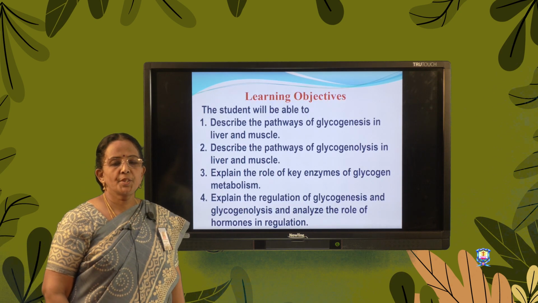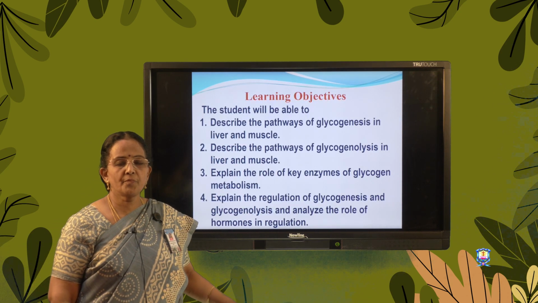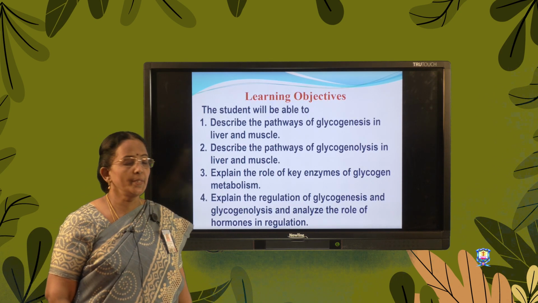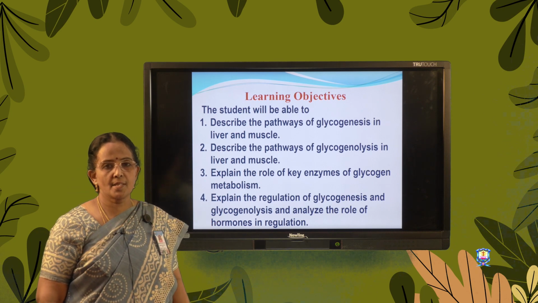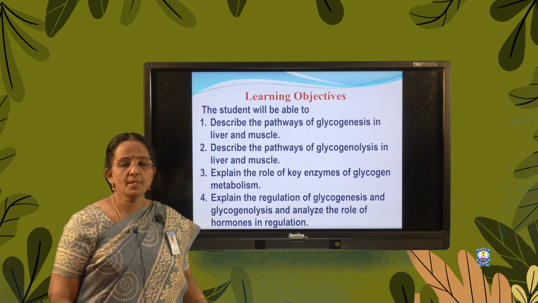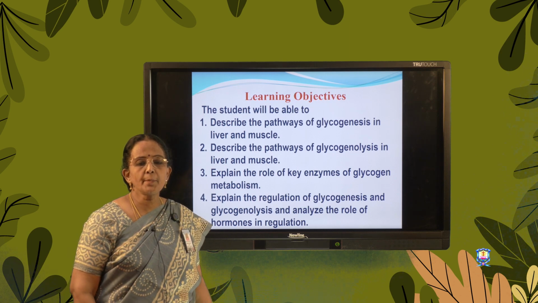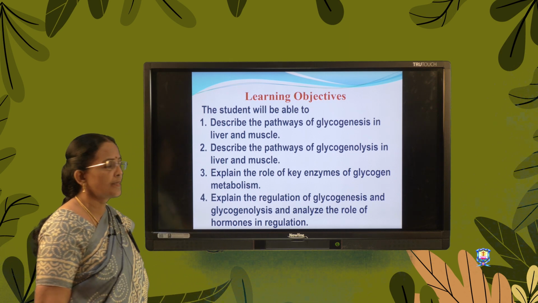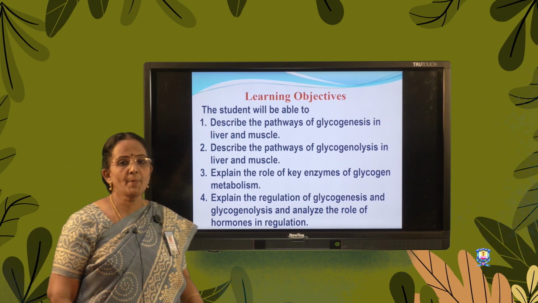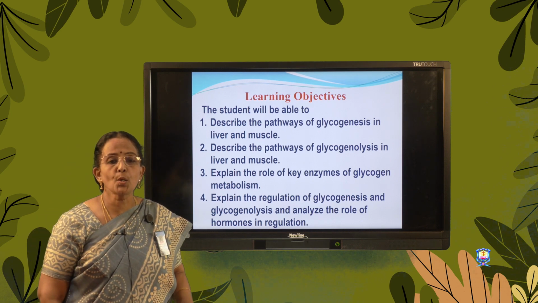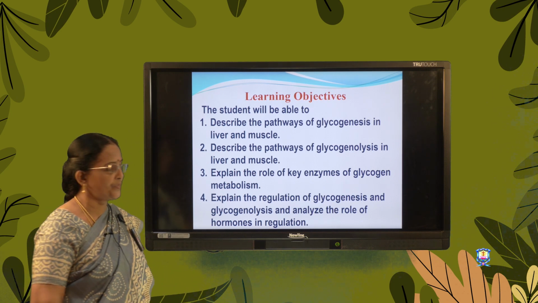So the learning objectives of today's session. After studying this module, the students will be able to describe the pathway of glycogen synthesis, that is glycogenesis, in liver and muscle tissue, and describe the pathway of glycogenolysis and what are the key enzymes of this pathway, and how this pathway is regulated and what is the role of hormones in the regulation of this pathway.